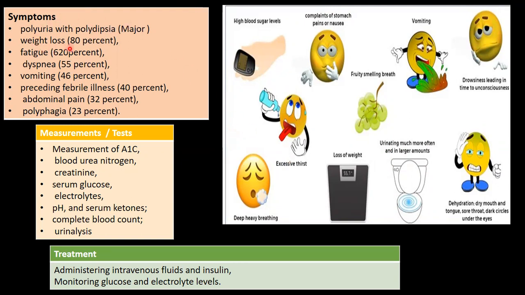Then coming to weight loss. Weight loss in some ways is nice to enhance our physique, but sometimes this excess weight loss also creates a problem like diabetic ketoacidosis. So there is the loss of weight, then we have fatigue, then we have dyspnea. What is dyspnea? That is deep, heavy breathing or suffocation in the breathing. Then we have vomiting. Then we have a febrile illness and abdominal pain, which leads to nausea and polyphagia, that is excess eating.